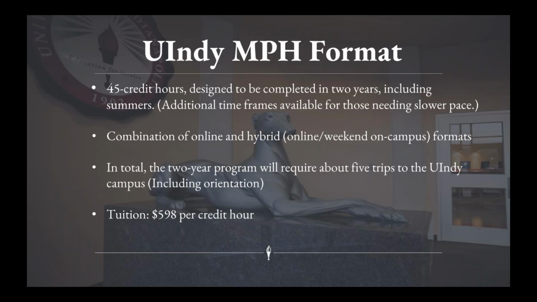So what does our format look like as a program? We are a 45 credit hour program, which is very consistent across MPH degrees. It's designed to be completed in 2 years, including summers, but we have developed curriculum guides that allow students the opportunity to slow down and do that at a slower pace. So you can do it in a 3 or a 4-year format if you are somebody who really wants to continue to work full time and maybe not take as many credit hours. You don't want to or need to be a full-time student while you're working on your master's degree. So really it can be a combination of what works for you as the student.